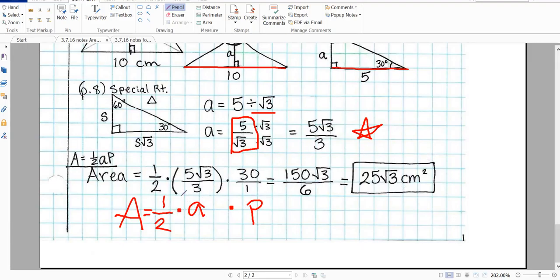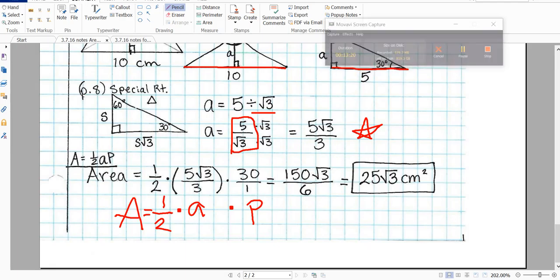Alright, so you multiply all those together, and for your numerator, 1 times 5 rad 3 times 30 gives us 150 rad 3. Multiply all your denominators, 2 times 3 times 1, that's just 6. And then to simplify, well actually 6 goes into 150 evenly, giving us just 25 rad 3 left. So there's our area. Thank you.